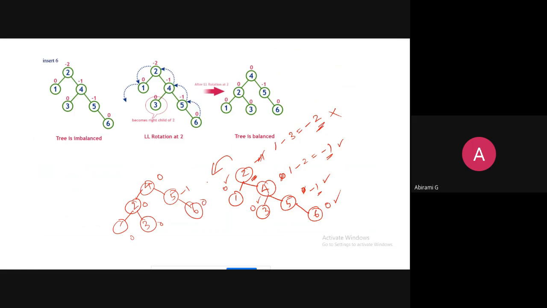Next, now we have to insert 7. Where to insert 7? After 6, on the right hand side of 6. Now we insert 7 here. 7 is compared with 4, which is greater, then 5 and 6, so 7 will come here. Now what is the balance factor of this one? This one is 0, and this one, 0 minus 1, now becomes minus 1.